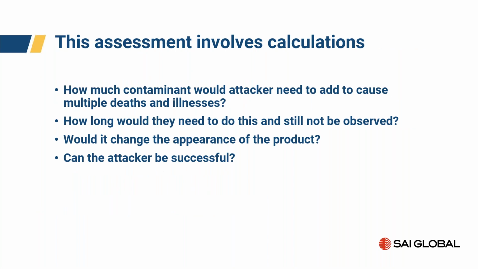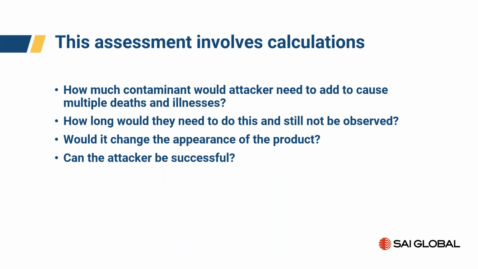So when you're doing the assessment, it is involving calculations. And the calculations are based on the following things. How much contaminant would the attacker need to add to cause multiple deaths and illnesses, which is their intent? They're not trying to change the flavor of your product or change the appearance of your product. They're trying to make it so it looks like the normal product, but yet it's hazardous to the health of the consumer, and you're not going to be able to detect it, and nor is the consumer.